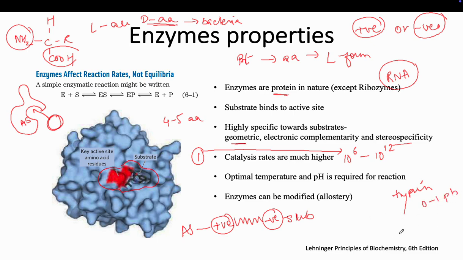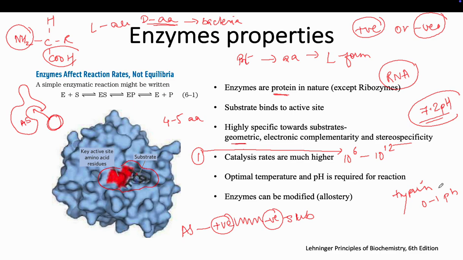So the optimal pH for the trypsin enzyme is 0 to 1, whereas the enzymes which occur in the cell at physiological pH, that is 7.2, mostly all have this optimal pH, that is 7.2. Exceptions are there like trypsin, chymotrypsin and pepsin, which are found in the acidic environment like the stomach, and the optimal pH for them is 0 to 1, okay.